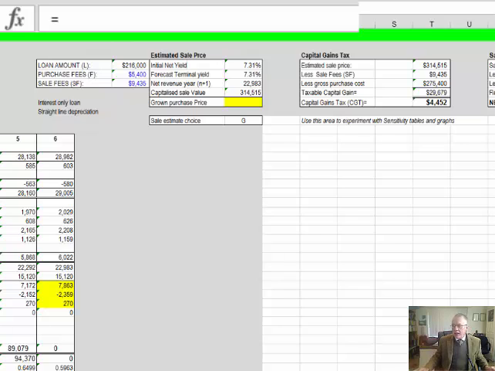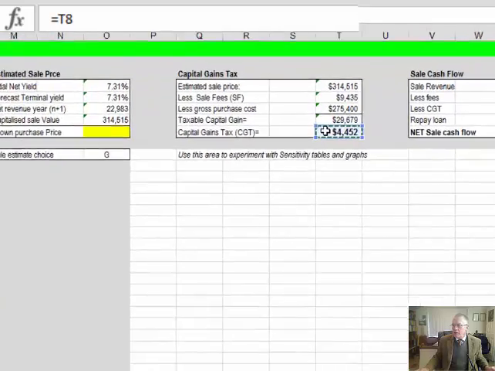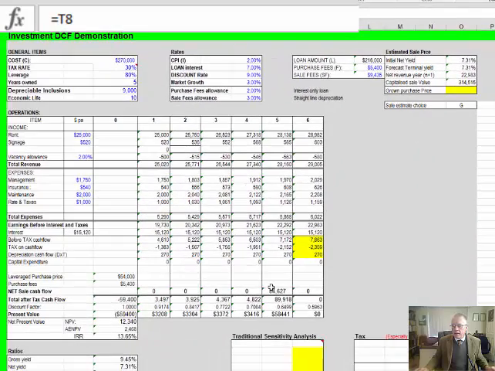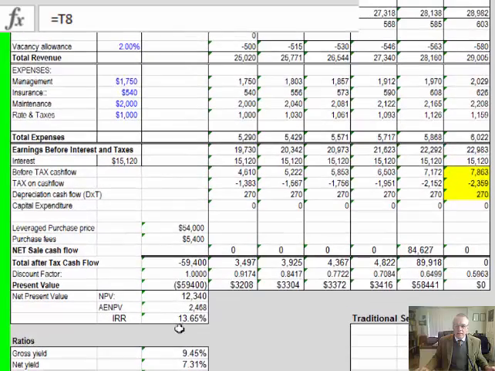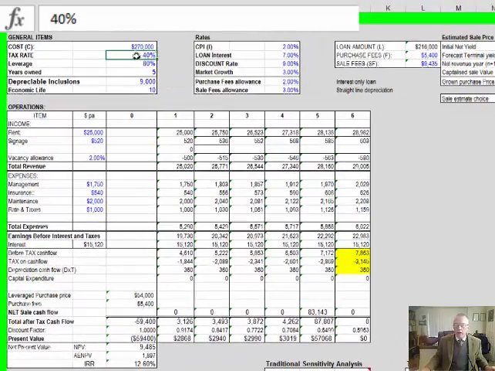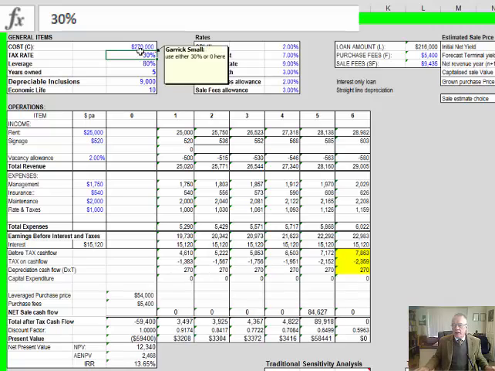Now all we have to do is take our capital gains tax estimate, place it in our calculation for the sales cash flow, and that then brings our net sale cash flow down a tad. And because our calculations are all humming along happily, that's automatically brought it down, and so my net present value here, and for that matter all of my other estimates of investment performance, have all been adjusted accordingly. Nice thing about this, like so many things, I can change this to, let's say, 40%. The whole thing just adjusts. It's as easy as that.